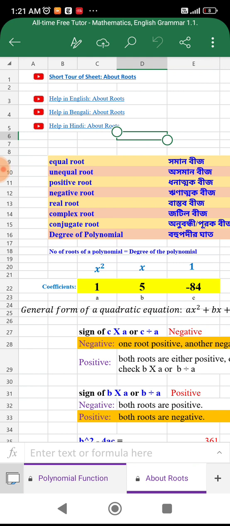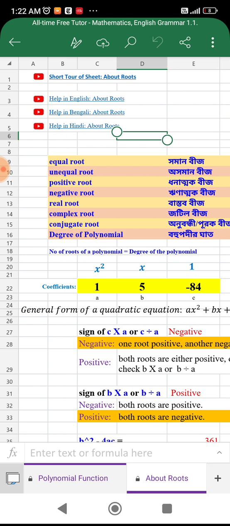Today we learn about the roots, the characteristics of the root. This may come in the exam in the form of MCQ, multiple choice questions, for 1 mark or 2 marks. But you have to answer within 1 minute or maybe within 2 minutes. So how can we do this?